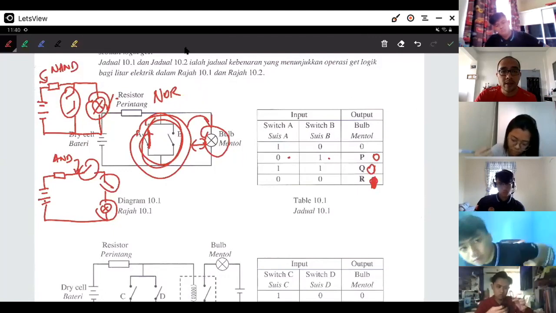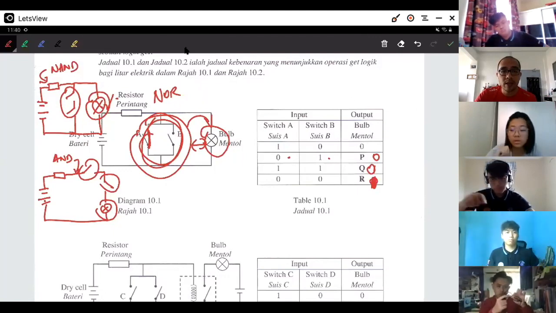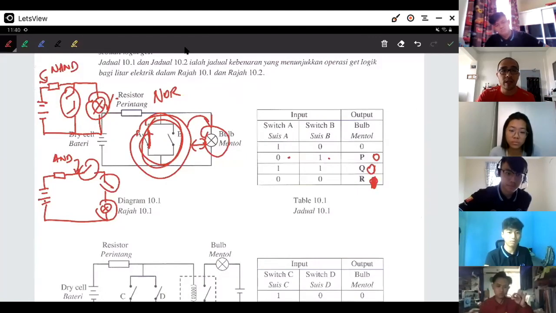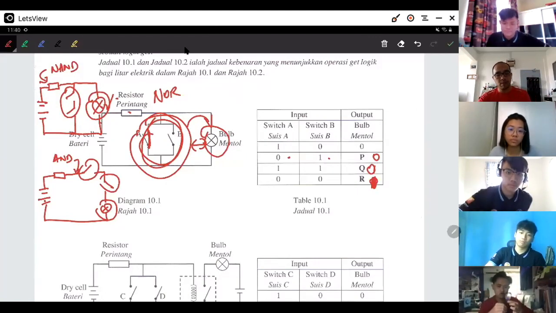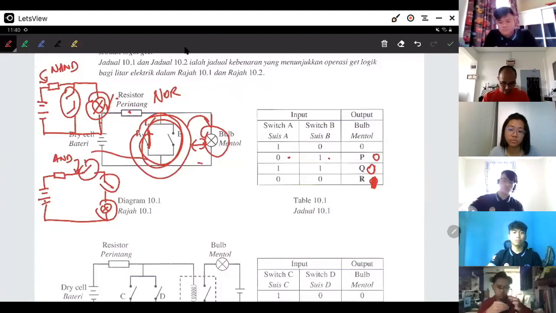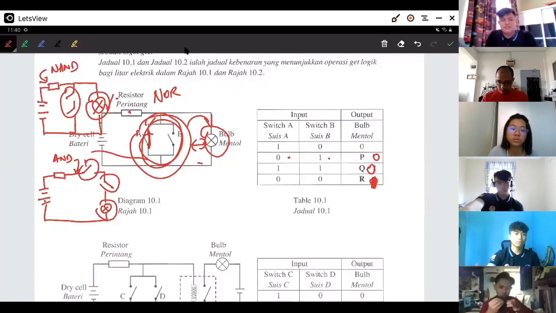Yeah. So there's a question here. Why can't the current just travel from the battery, resistor, bulb, to battery? That's what I also thought. Hold on now. Output resistor is obtained when switch A and switch B is on. Oh, okay.